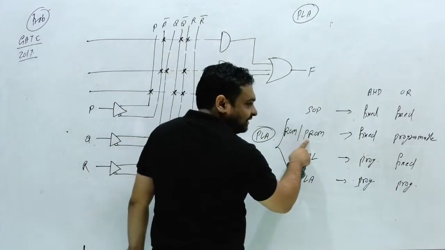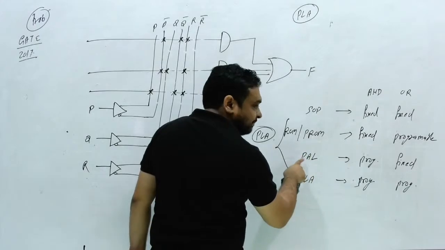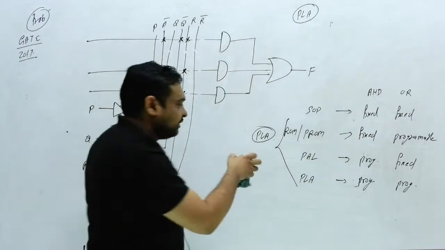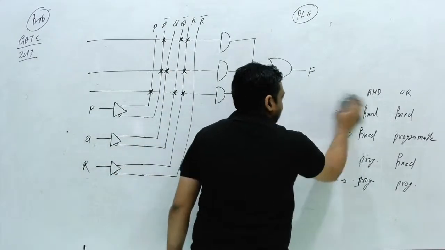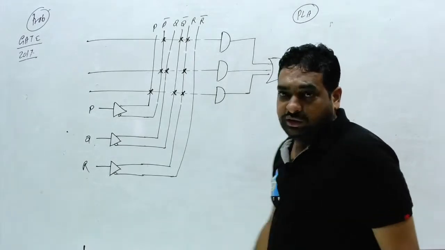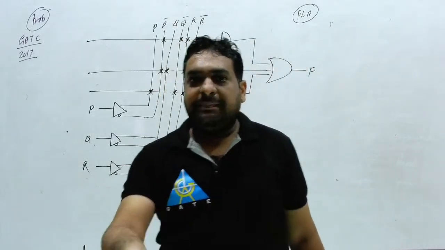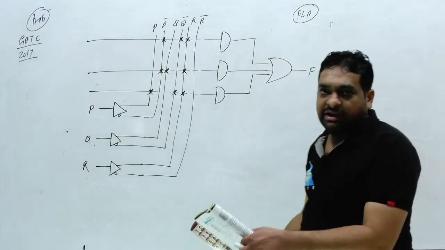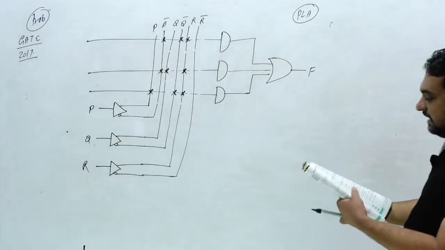Okay, this is the actual name. This is ROM, or actually the name is programmable read only memory. This is programmable array logic. This is programmable logic array. But generally we call this a PLA, programmable logic array. So examiner will either tell you PLA or tell you PROM. These two names generally the examiner will use. Clear?